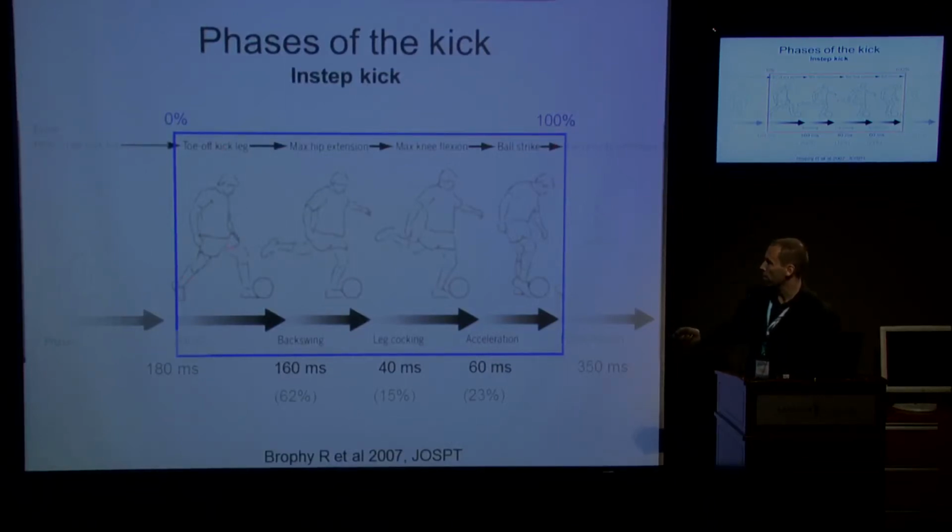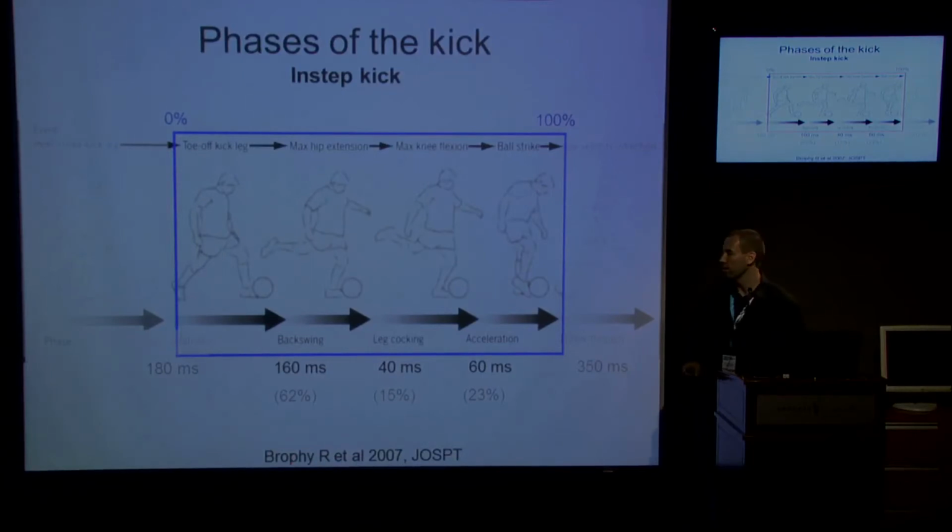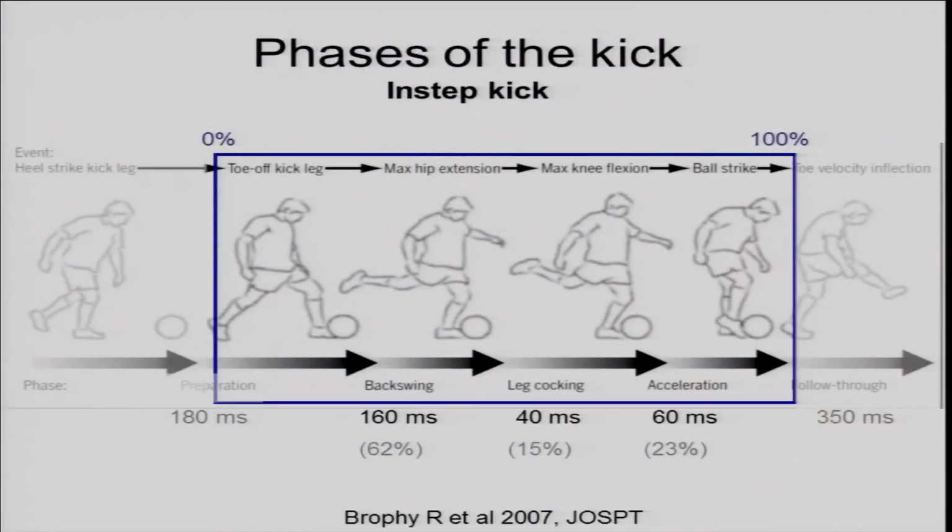First, when the toe lifts from the ground, this initiates the backswing, where the hip extends, so the leg goes back like this until maximal hip extension, which ends the backswing phase. This then initiates the leg cocking phase, where the hip starts to flex and the knee starts to flex. The leg cocking phase ends when the knee is maximally flexed. This then initiates the last phase, which is the acceleration phase, which lasts until we strike the ball. And this occurs in only a quarter of a second. The longest phase takes 160 milliseconds in this study. It can vary a little depending on the study, and the others are 40 milliseconds and 60 milliseconds. So those are the three phases that I'll talk about today also.